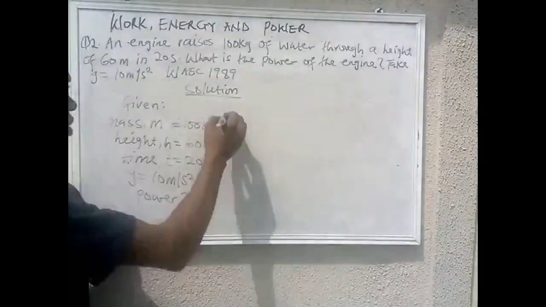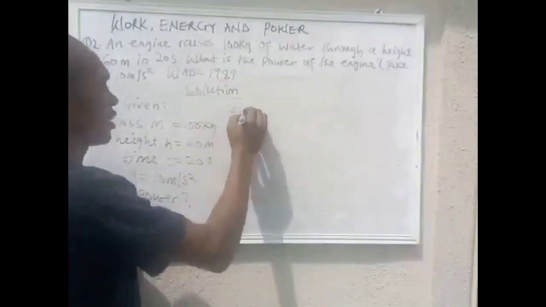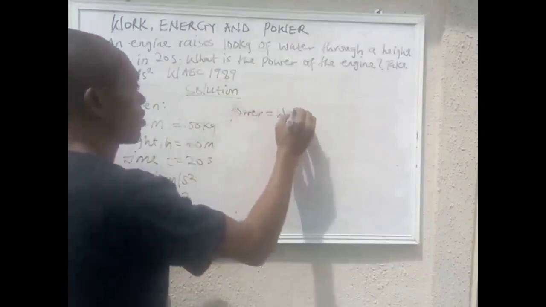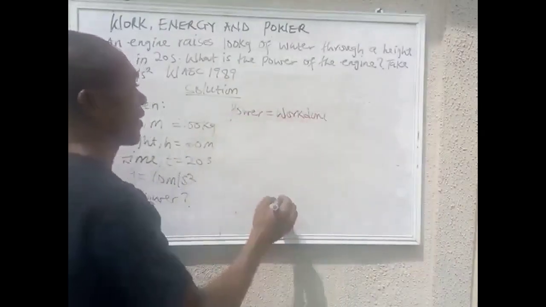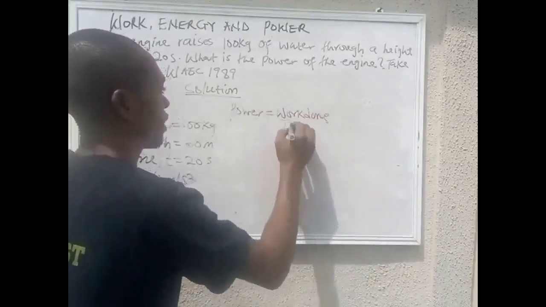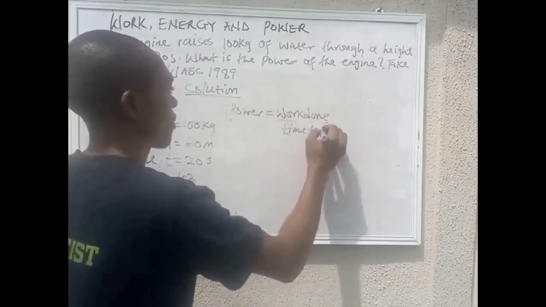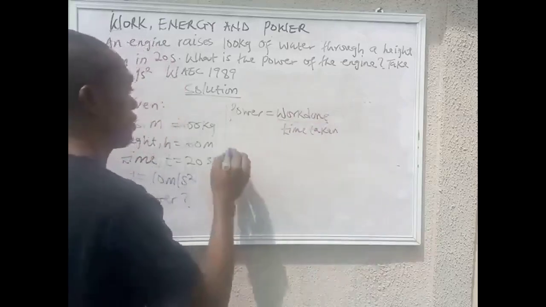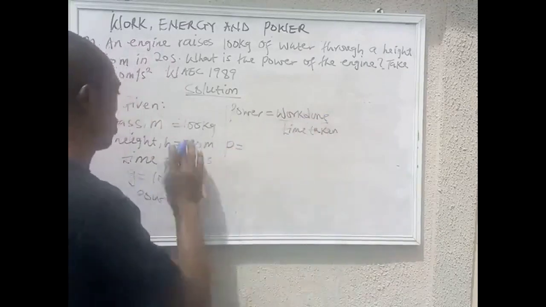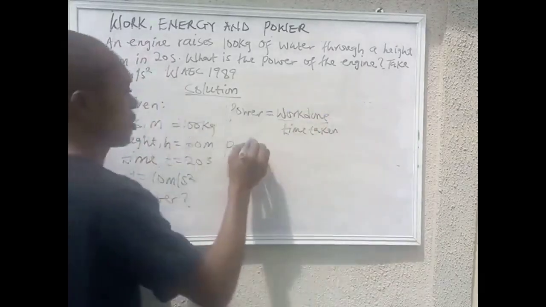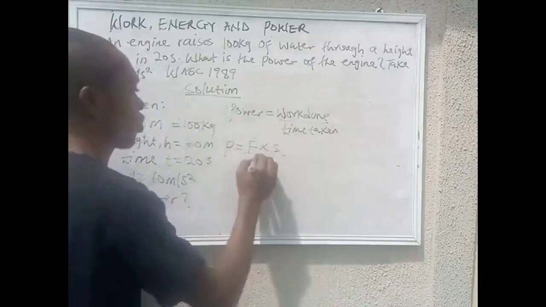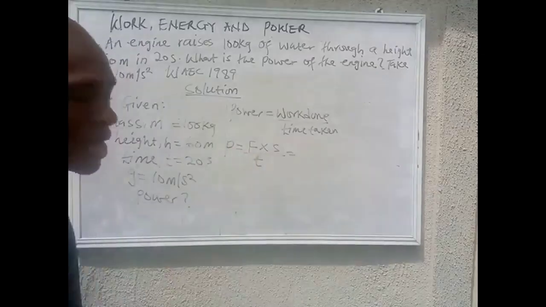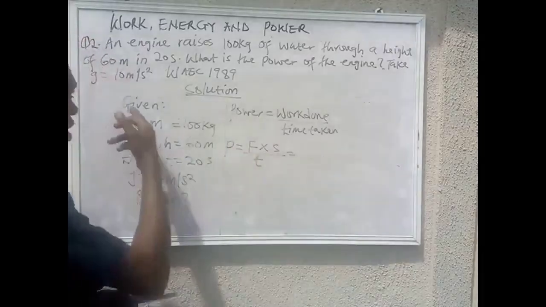Now, we know that power is equal to work done over time taken. Work done is not given, but work done is also the same thing as force times distance, over T. We also have that force is the same thing as mass times acceleration. So what we have here is g.